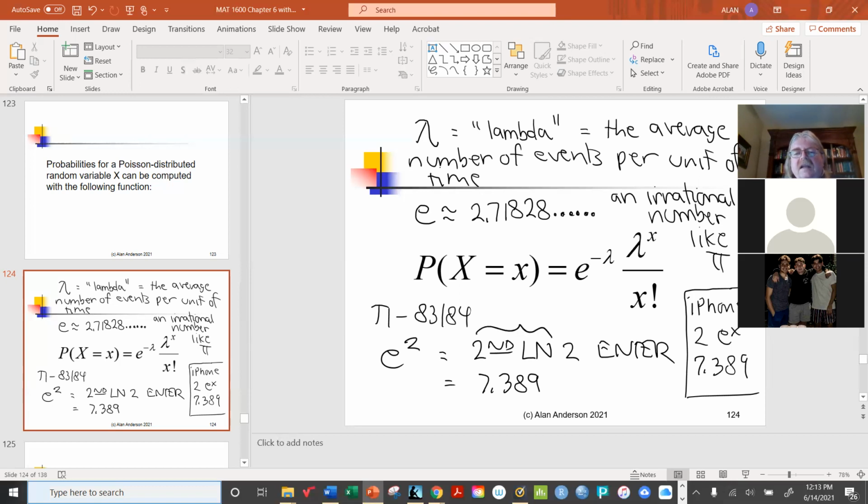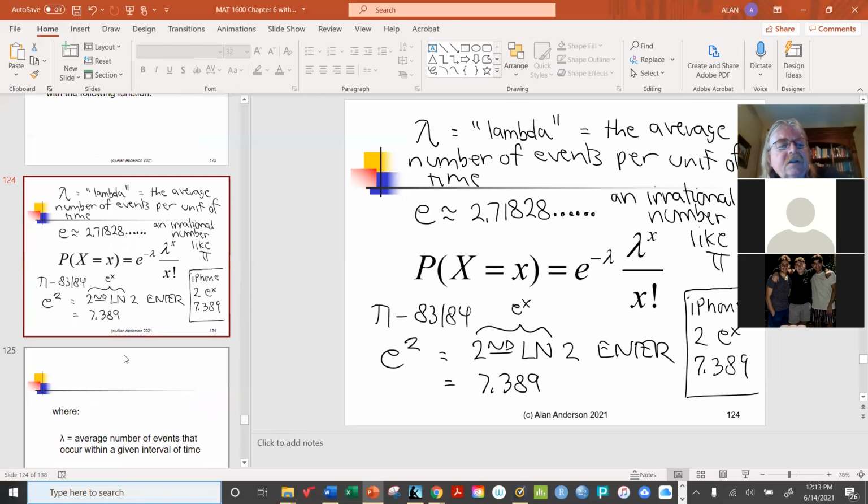So in the iPhone, 2, e to the x. On the TI-83, second, log, 2, enter. This is the e to the x function. So they're basically asking you to do e to the x of 2, enter, and you get the same answer. Now, if you notice here, though, it's a negative exponent. So you have to be careful. Most calculators, in fact, why don't we do that one next, just to make sure.